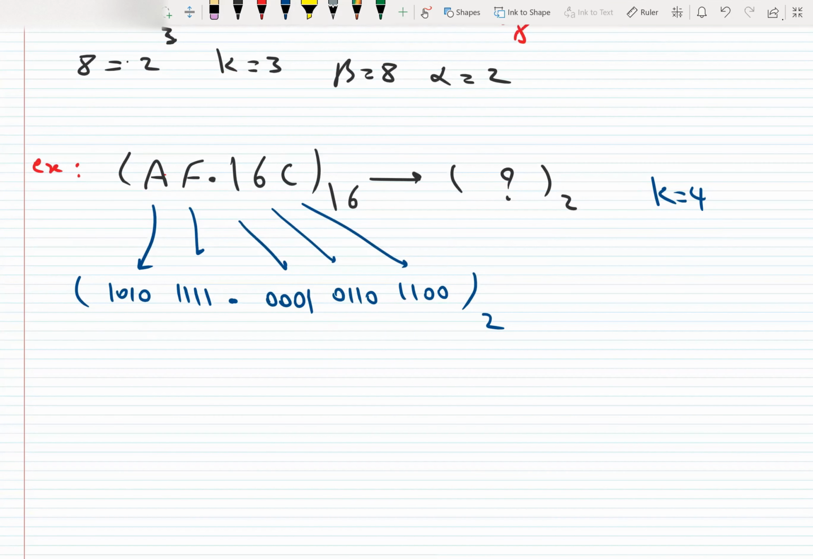Okay, that's enough for today. In the next lecture, I will continue with some more examples, and we continue with the number system.